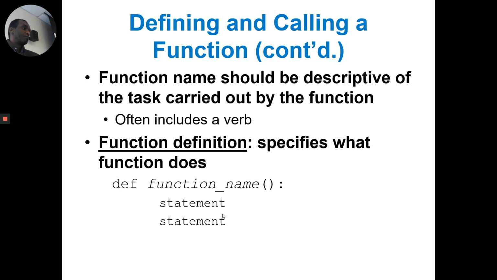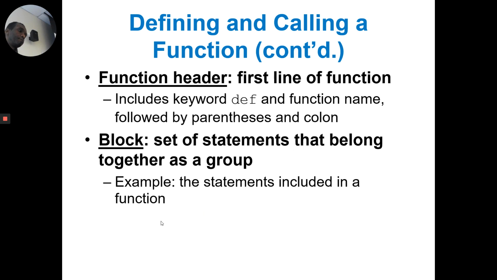A function name should be descriptive of the task carried out by the function, and often includes a verb. A function definition specifies what the function does. So here you may have def, function name, and then statements. Just because you define a function doesn't mean it will get executed. You have to call it for it to happen. Okay. So you have the function header, the first line of the function, which includes the keyword def and the function name followed by parentheses and a colon. You have a block, a set of statements that belong together as a group. For example, the statements included in the function.